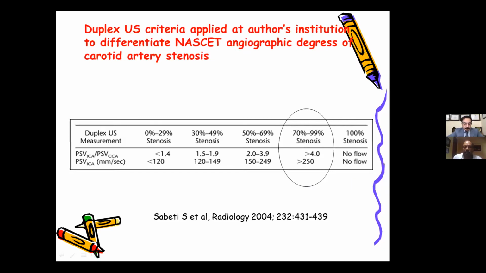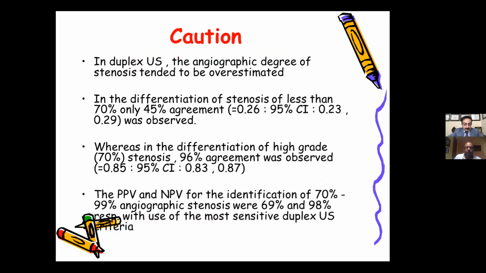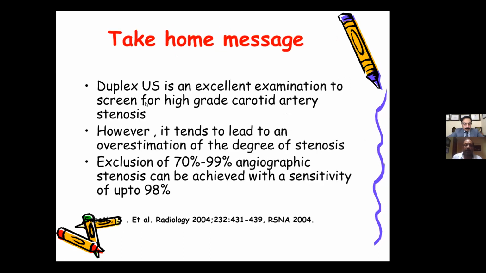Now the question comes: as soon as you diagnose somebody having a significant stenosis, the patient goes for what? Either angiogram or MRI. And at this moment, I'd like to say that duplex scan is an excellent examination for screening high-grade carotid stenosis, but it tends to overestimate the degree of stenosis. Why does it happen? I'm going to talk about this.